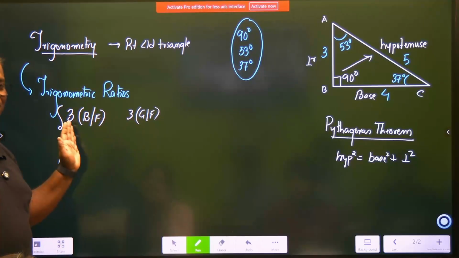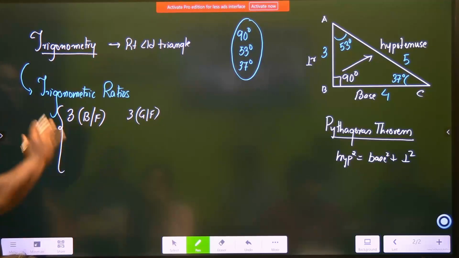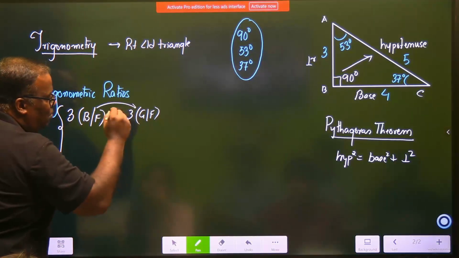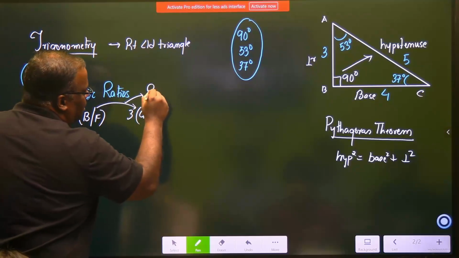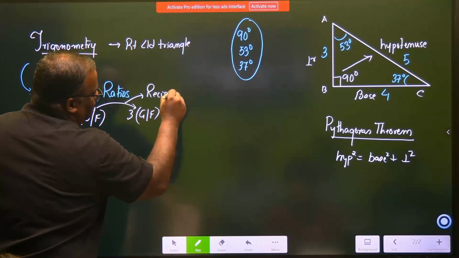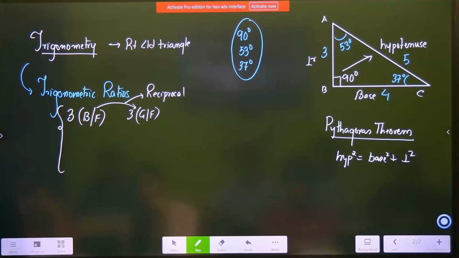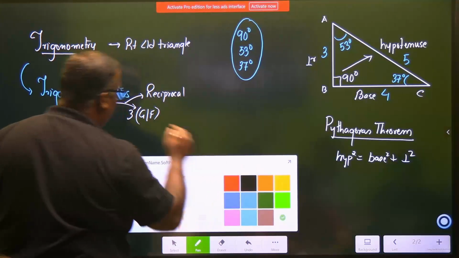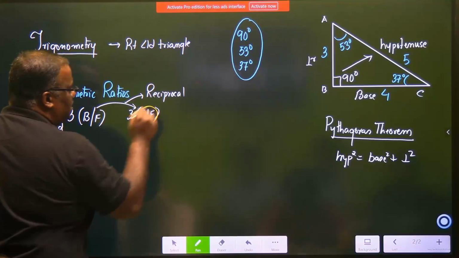Tumhari marzi hai, tum isko yahan likh lo, usko likh lo. But there are 3 primary and 3 boy. And the relation between the boyfriend and girlfriend, mathematically you can't write all this. This is a reciprocal relation. Okay? That's why I said boyfriend. This is just for understanding. Don't go and write all this in your school. This is only for understanding purpose.